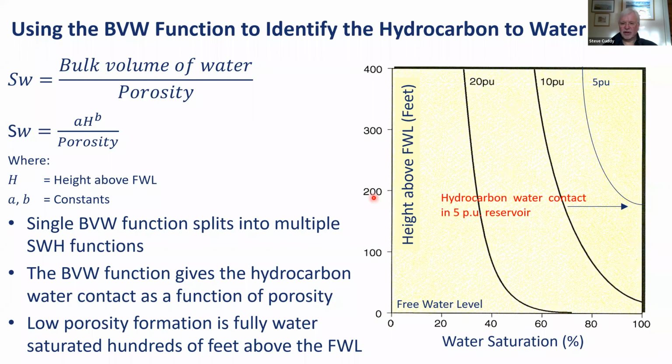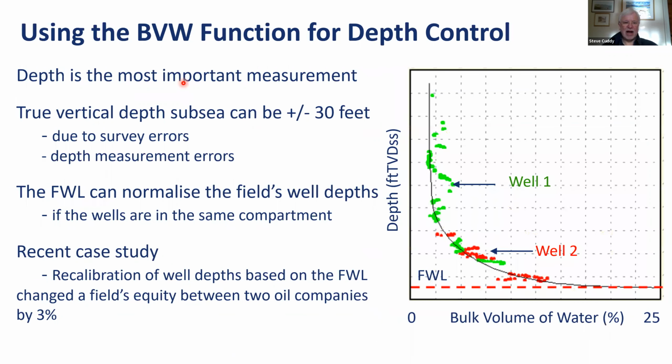So this is consistent, and you derive this just by dividing your BVW by porosity. Now, BVW has been used for depth control. Depth is probably the most important petrophysical measurement. If your porosity is out by 1 porosity unit, that doesn't matter too much. But if your depth is out by 1%, that could be hundreds of feet. So it is very important.